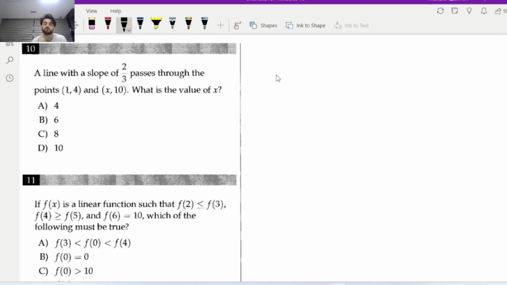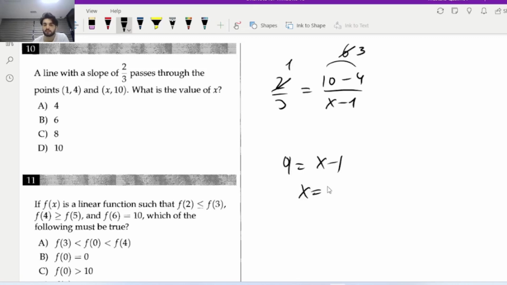For 10 we have to use the formula of slope. 2 over 3 is equal to 10 minus 4 over x minus 1. So here will be 6. Then we have to use cross multiplication. 9 is equal to x minus 1, and x is equal to 10. So the answer is D.